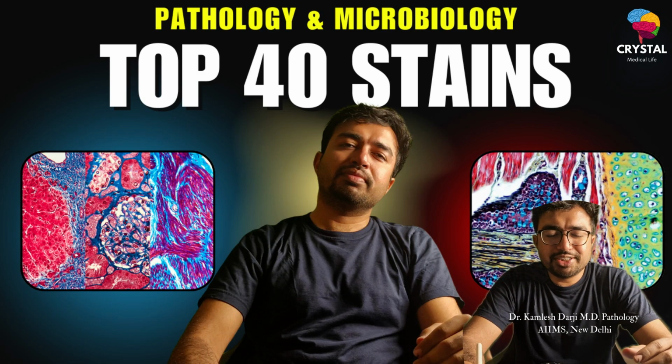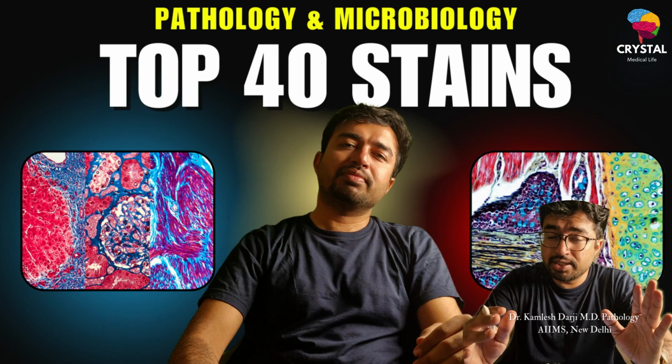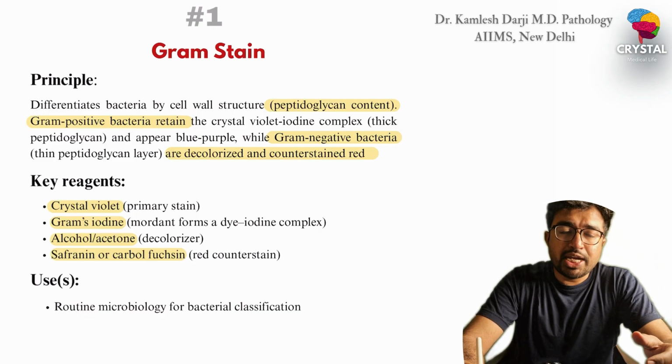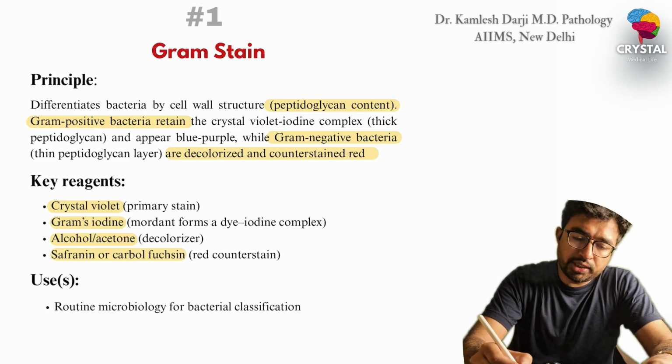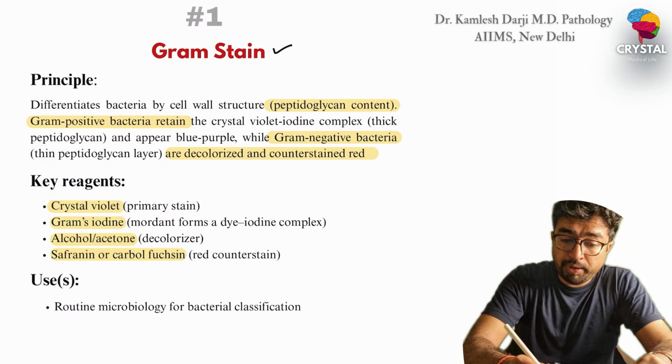Today we are going to discuss the top 40 most important stains performed in medical laboratories. So we will start with the first stain, which is the Gram stain. It differentiates bacteria by cell wall structure, which is the peptidoglycan.